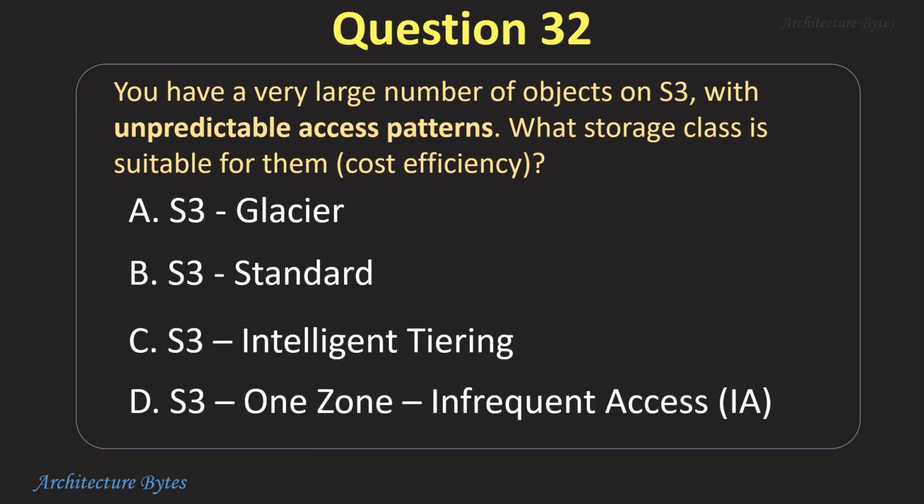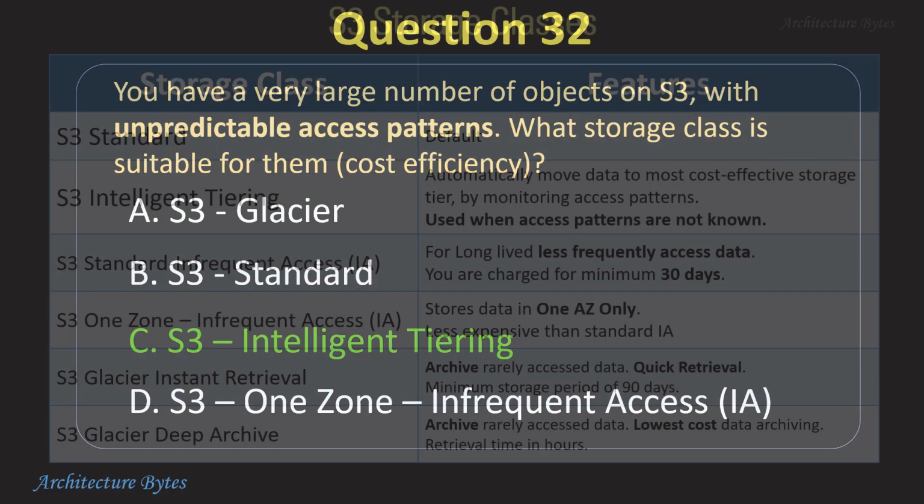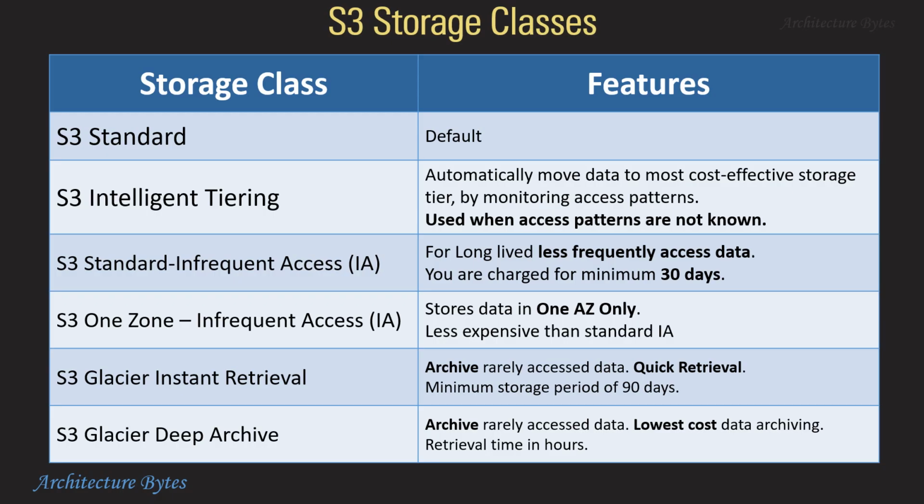You have a very large number of objects on S3 with unpredictable access patterns. What storage class is suitable for them? Let's look at various S3 storage classes. S3 Standard. This is the default storage class. S3 Intelligent Tiering. It is used when access patterns are not known. Data is automatically moved to the most cost-effective storage tier by monitoring access patterns.